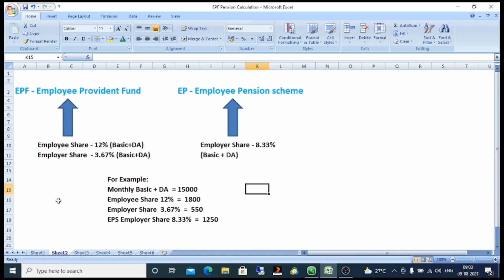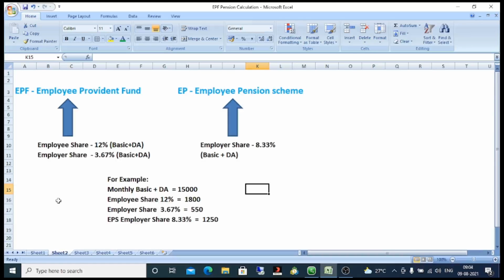See, in the Employee Provident Fund there are two schemes: the EPF and the Employee Pension Scheme. The employee share will be accounted at 12 percent of basic plus DA, and the employer share is 3.67 percent of basic plus DA. Similarly, the Employee Pension Scheme share is 8.33 percent. It will include basic and dearness allowance.